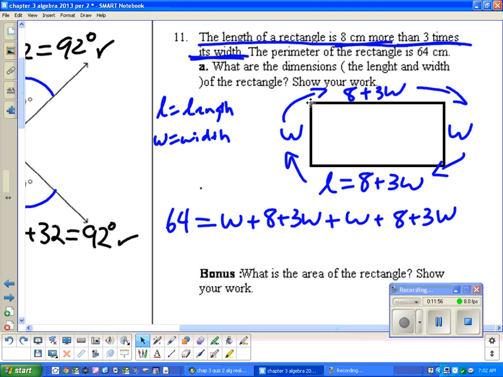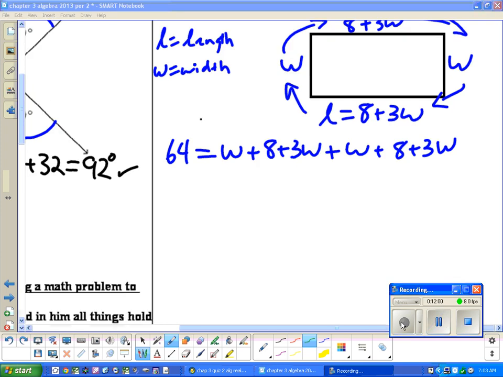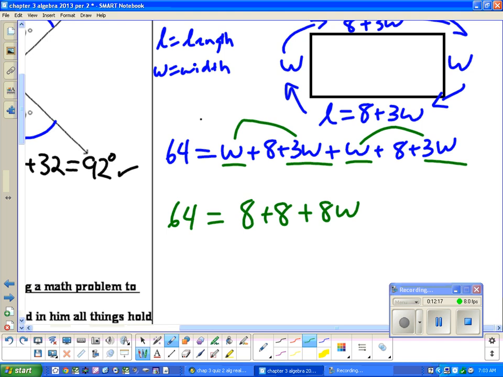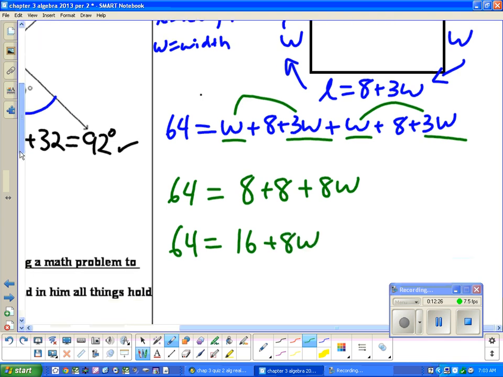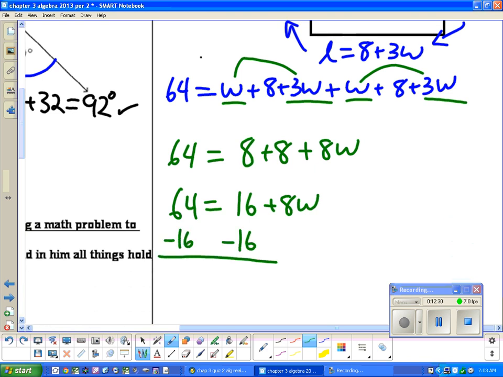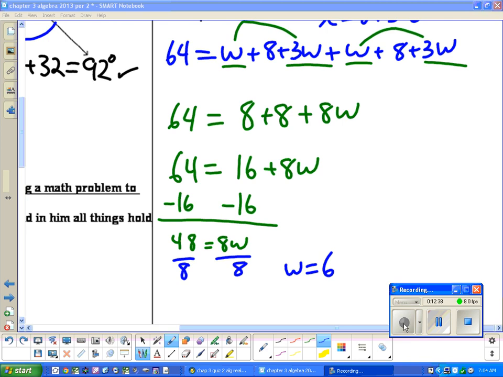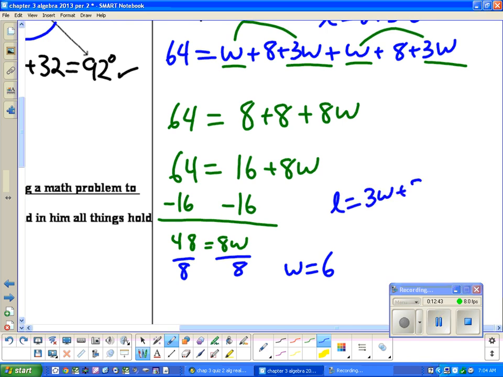So there's our setup. Now we're going to solve this. We add up all the W's on this side, which is 4 here, 4 here. So we get 64 equals 8 plus 8 plus 8W. We can combine those two 8s, get 16 plus 8W. We could have divided everything by 8, but we don't want to get too tricky here. Subtract 16 from both sides. Then we divide both sides by 8, and you get W equals 6. W is 6, and we know L equals 3W plus 8. So L would equal 3 times 6 plus 8. 3 times 6 is 18, plus 8 is 26.